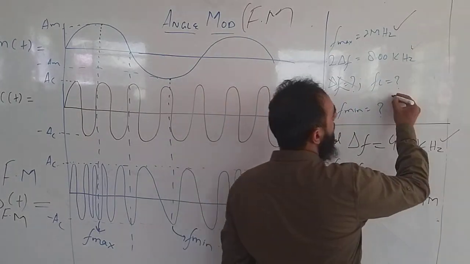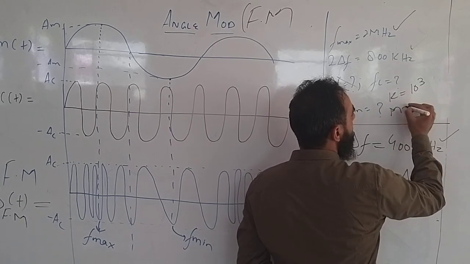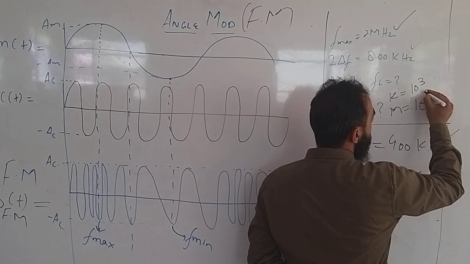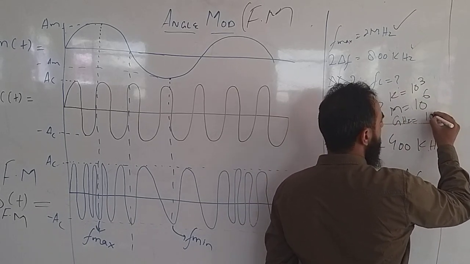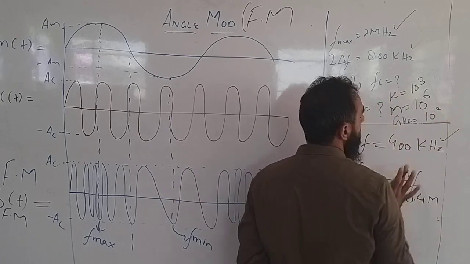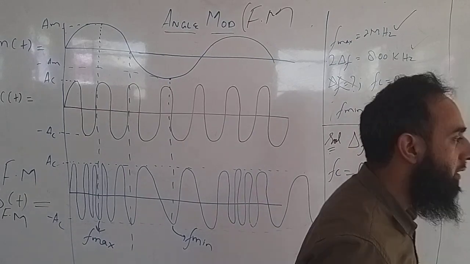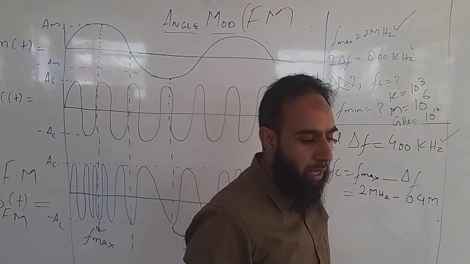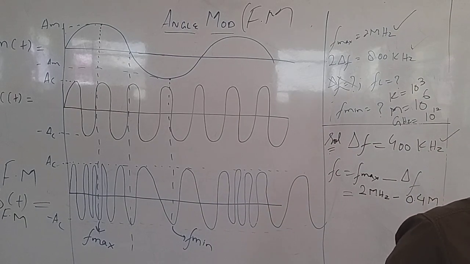By the way, for your information, kilo is equal to 10 raised to power 3, mega is equal to 10 raised to power 6, and giga will be equal to 10 raised to power 9. Pico and micro are in minus scale. Okay, we will correct it later on if it is wrong.